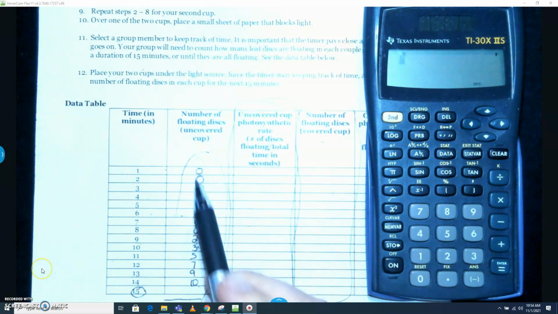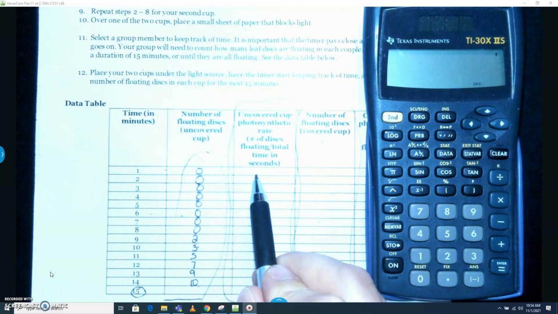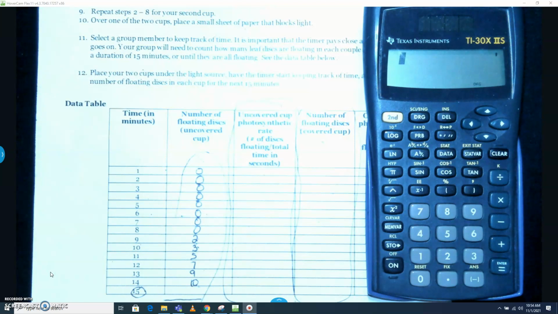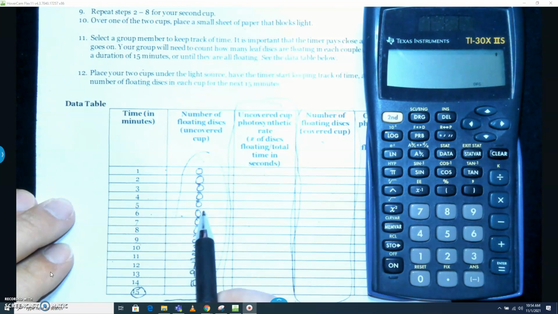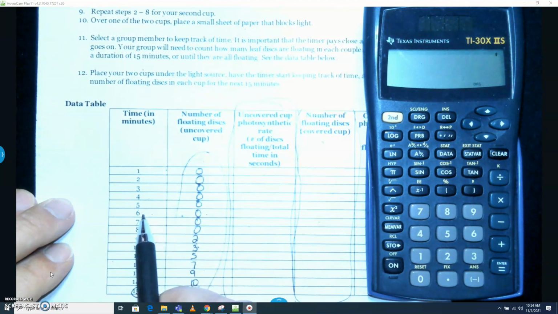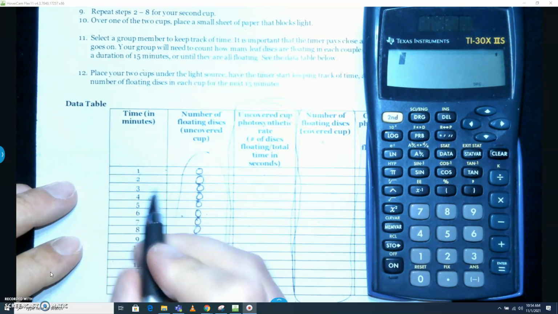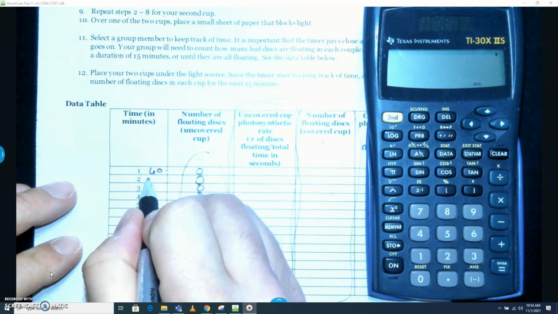Next, after you have all of your data completed, we need to calculate the rate that the disks were floating. To do this, we're going to take the number of disks that were floating for each time and divide it by the number of seconds. So that means we need to know how many seconds were in 1 minute. We know that there's 60. How many seconds are in 2 minutes?